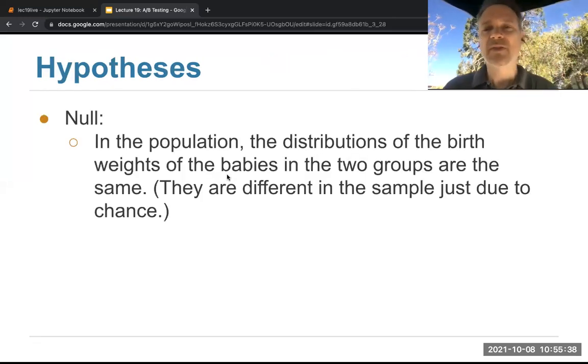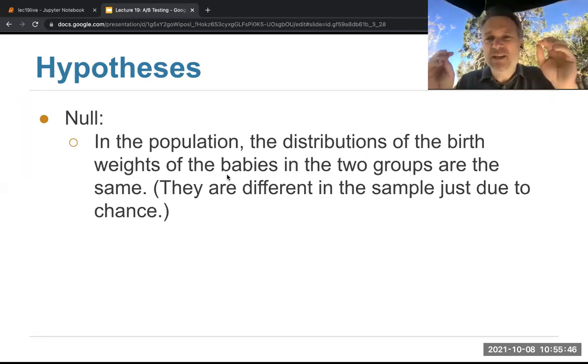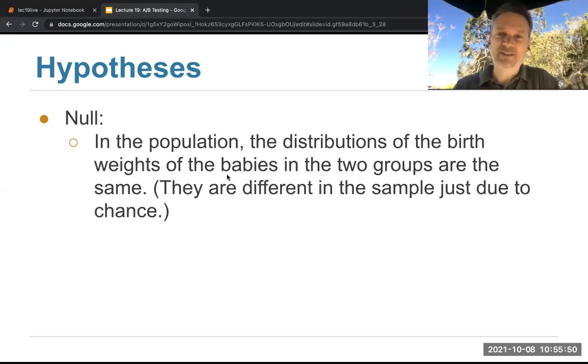All right, so the hypotheses here: we need to write down a null hypothesis and an alternative hypothesis. The null hypothesis, roughly intuitively speaking, says there's nothing interesting going on here, like smoking has no effect.